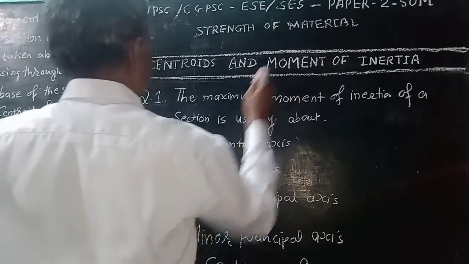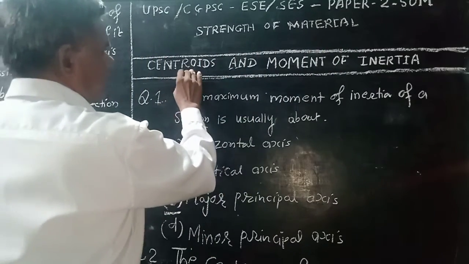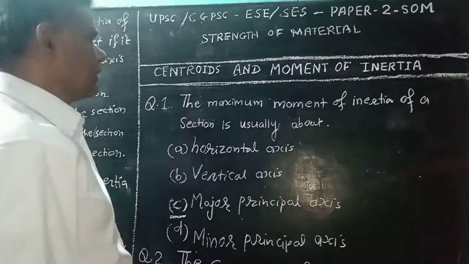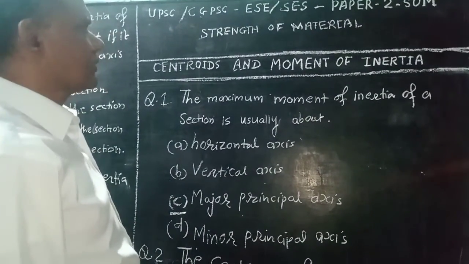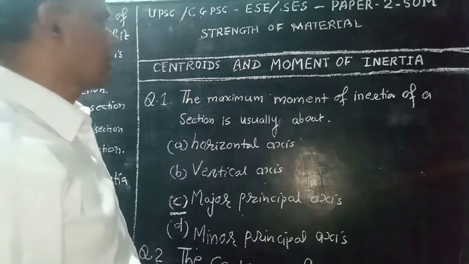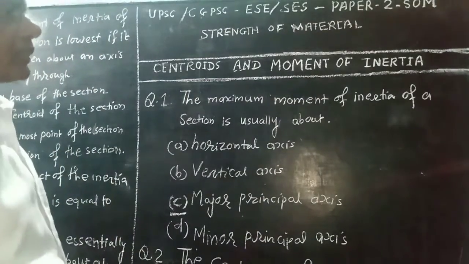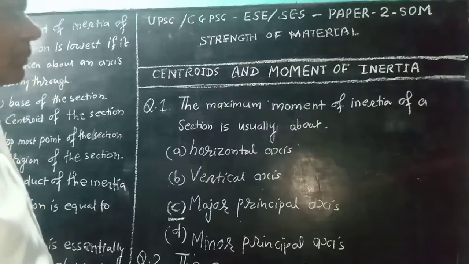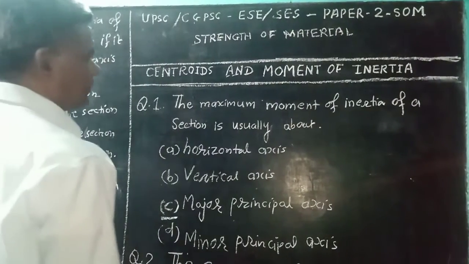Strength of Materials. Sir, chapter: Centroid and Moment of Inertia. We know different things about the centroid and moment of inertia, but there are some points represented by the objective type questions as given below.